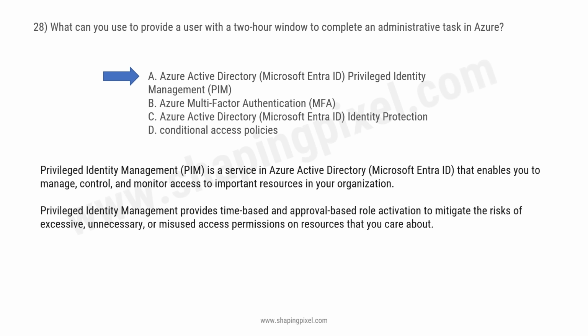So PIM is a service in Azure Active Directory that enables you to manage, control, and monitor access to important resources in your organization. Privileged Identity Management provides time-based and approval-based role activation to mitigate the risk of excessive, unnecessary, or misused access permissions on resources that you care about.